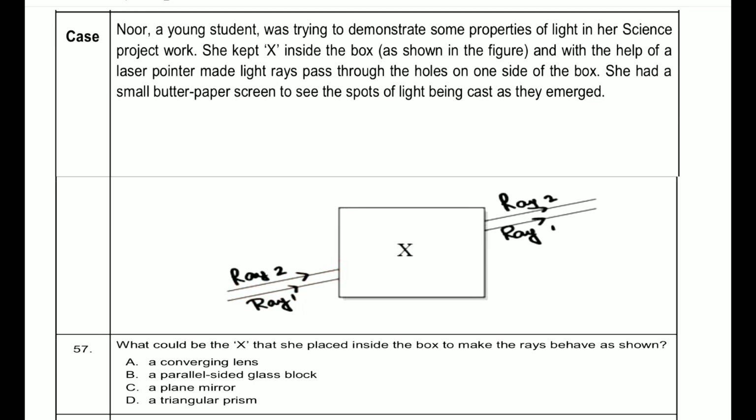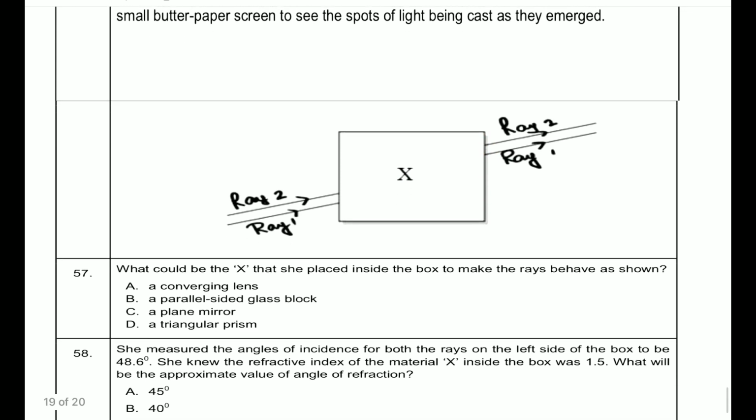So she had made some holes in that box, and she has passed light through the holes on one side of the box, and she had a small butter paper screen to see the spots of the light being cast as they emerge. So she has some butter paper somewhere here, right? So from there she can actually spot from where the light is coming, right?